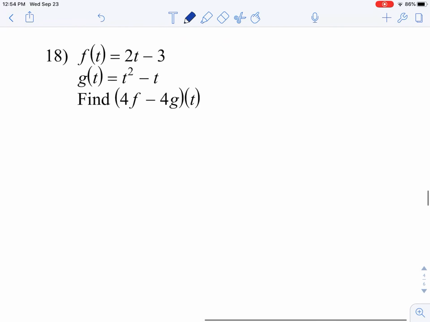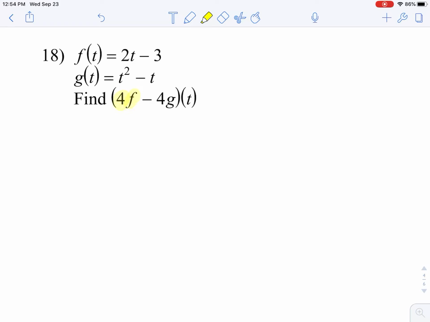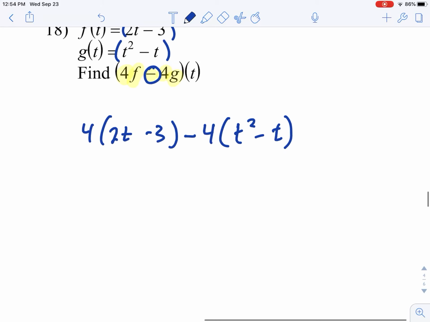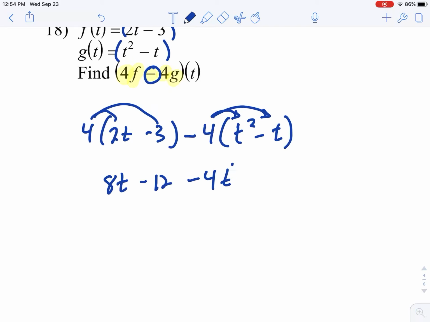Number 17. Now here we get into a combination. 4 multiplied by f, take away 4 multiplied by g. Not difficult math, just extra steps. Distribute this 4, you get 8t minus 12. Distribute this, treat it as a negative 4 and make it minus 4t squared plus 4t. So this negative distributes along with that negative. Two negatives make a positive there.